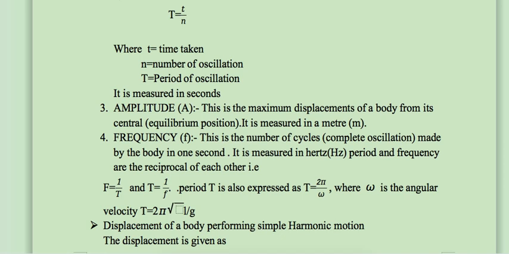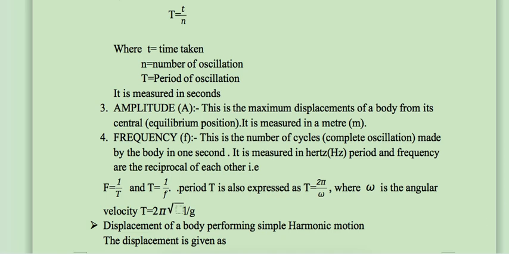Number four, we have the frequency. Frequency is the number of cycles made by the body in one second. That is the number of oscillations, or to and fro movements, that the body makes in 1 second. The unit is per second, which can also be written as hertz.